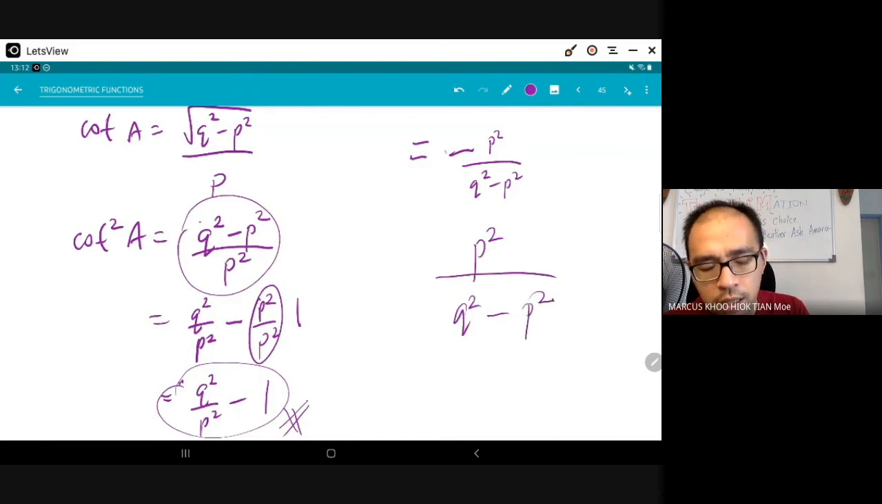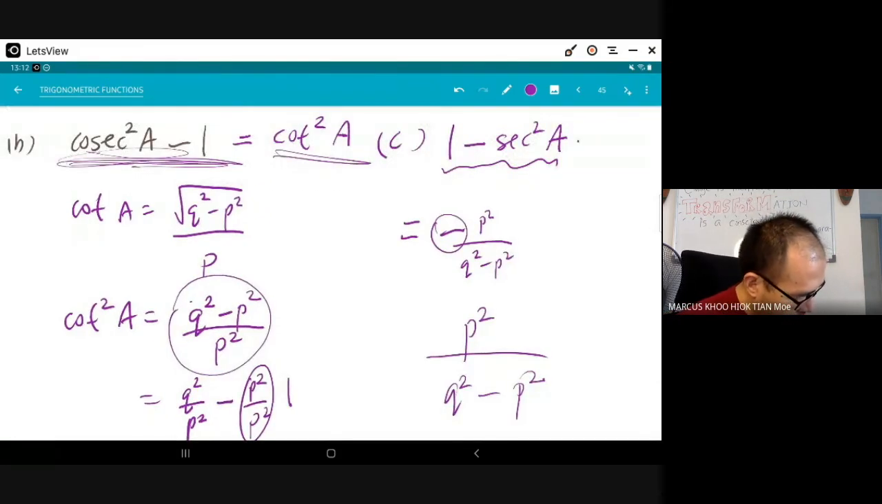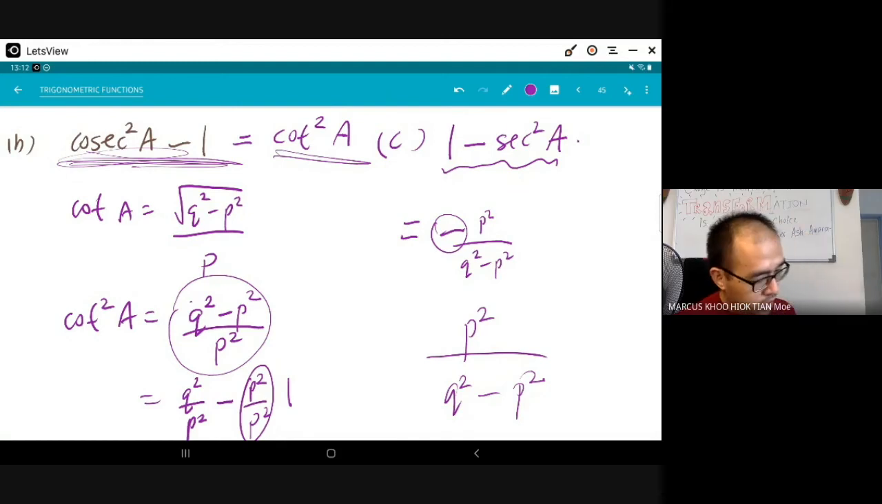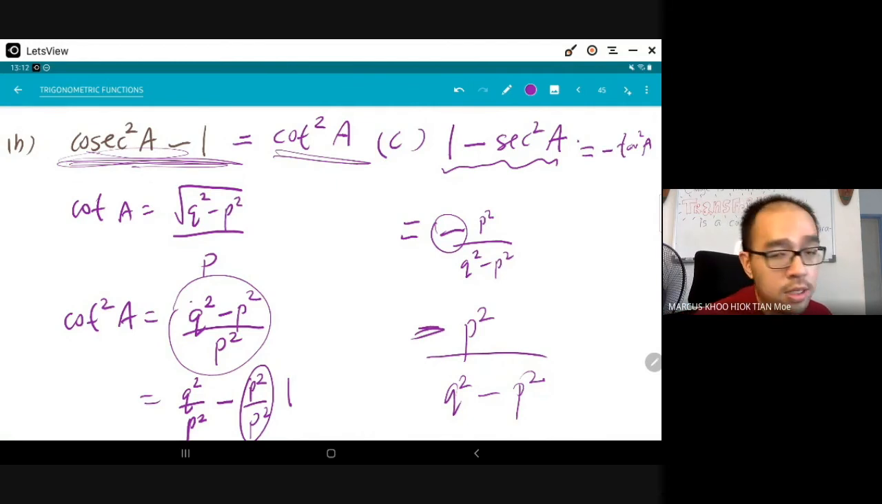Why do you get negative though? I don't get it. Is it negative? It shouldn't be negative. Isn't 1 minus sec squared A equal to negative tan squared A? Negative tan squared A. Oh, yeah. Okay. Negative tangent squared A. All right. Okay. Negative P squared over Q squared minus P squared.